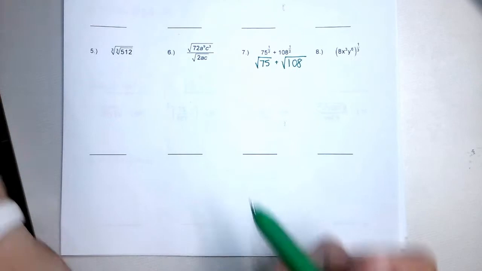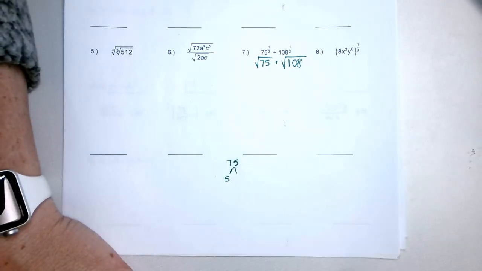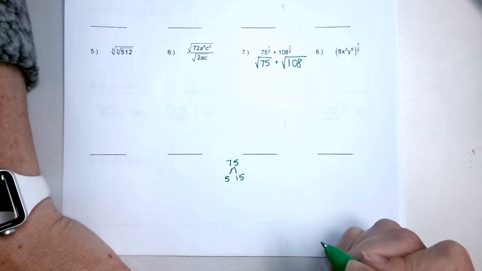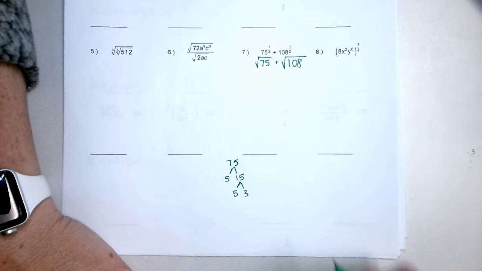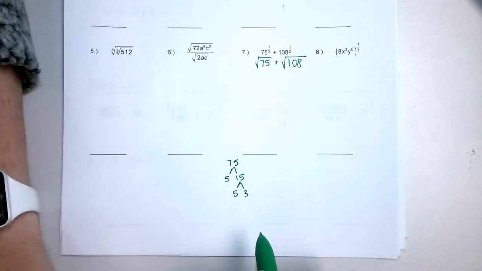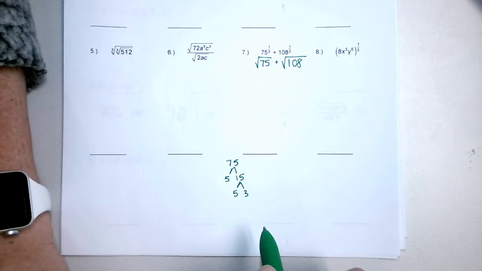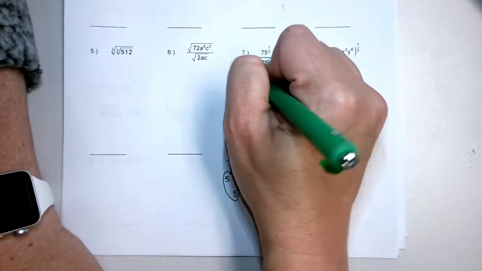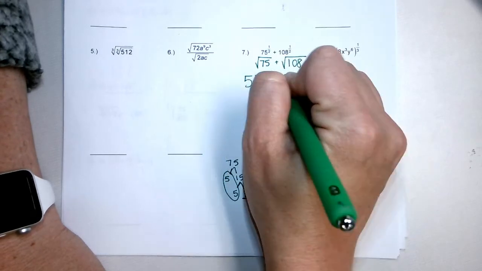So the square root of 75, well, 5 goes into 75 how many times? 15. And 5 goes into 15 3 times. That's all 3 prime. I made my prime factor tree. And since I'm doing the square root, square is what number? 2. Here's 2 that match. We take it out. And what's left over? So we just simplified that radical.